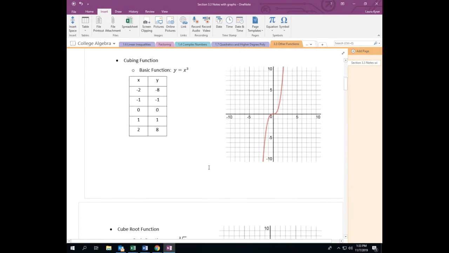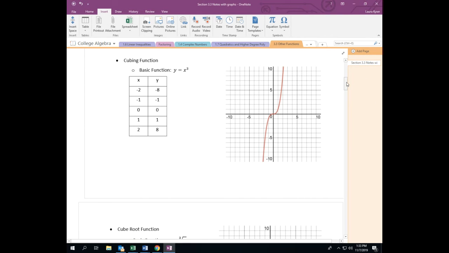The cube function, y equals x cubed, where you take your x coordinate and raise it to the third power. So I chose 5 values this time, -2 to 2, and I cubed all of these values so that we could get this picture, and it's a nice curve up on the right and then coming down on the left.